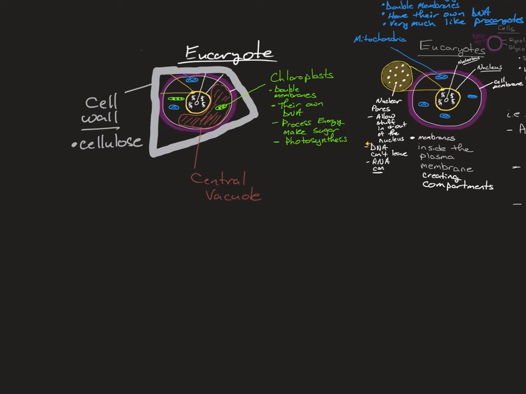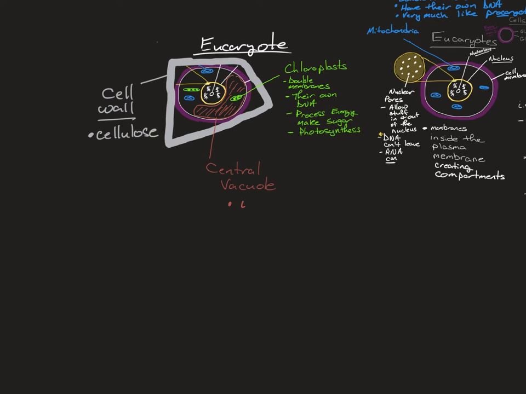The central vacuole has to do with water regulation. It's the main function. It regulates osmosis, osmoregulation. And that's not a Q, that's a G. So that's water regulation. Are we clear? That's what the central vacuole is doing.